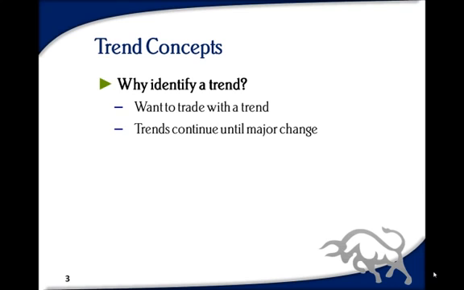Trends, as I said, continue until there's a major change. It's kind of like Newton's laws of motion. Objects in motion continue in a straight line until acted upon by an external force, and therefore that makes it easy to see where the prices are going, whether they're going up or down in a downtrend, and then you can trade accordingly.